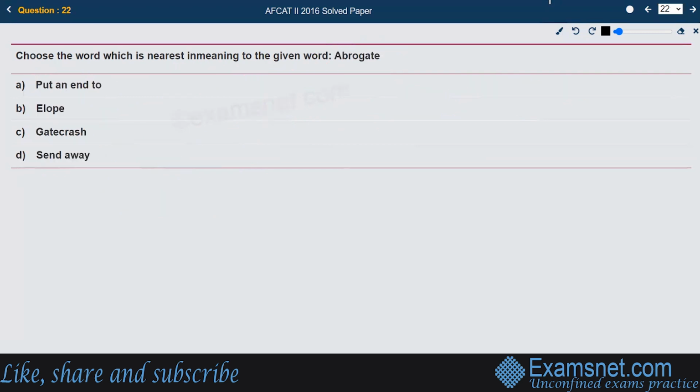Next, choose the word nearest in meaning. Abrogate. We have to find the synonym of the word abrogate. Let us understand the meaning first. The first option is put an end to, that is to stop something. Next is elope. The word elope means to run away, to get married.